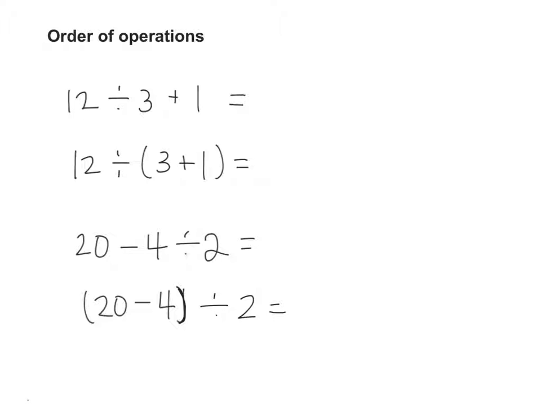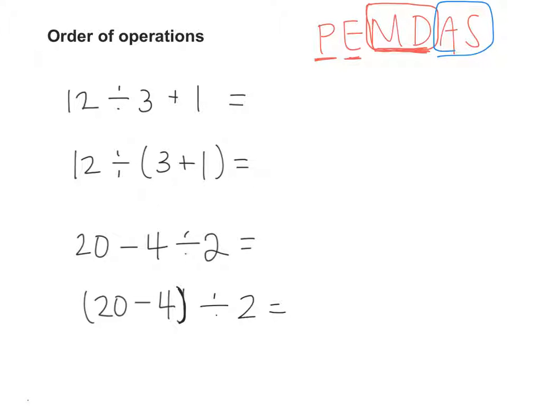PEMDAS, right? P-E-M-D-A-S. The P stands for parentheses, E stands for exponents, M and D stand for multiplication and division. Now, multiplication and division actually go together. It just depends on which one comes first. And then AS stands for addition and subtraction, and those two are also grouped together. Okay, so PEMDAS reminds us what order we need to do things in.